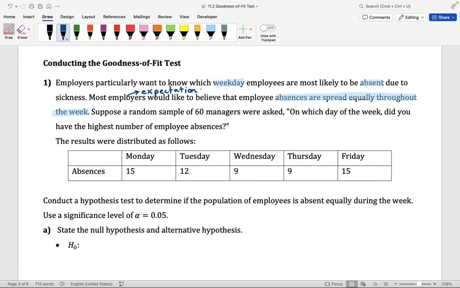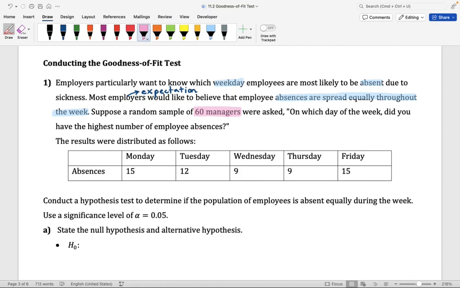This sentence here is going to help us find the expected value for each of the categories. And here the categories are Monday, Tuesday, Wednesday, Thursday, and Friday. We have 5 different categories. Now, suppose a random sample of 60 managers were asked, how many days of the week did you have the highest number of employee absences? Okay, so this is our sample size. N is equal to 60.